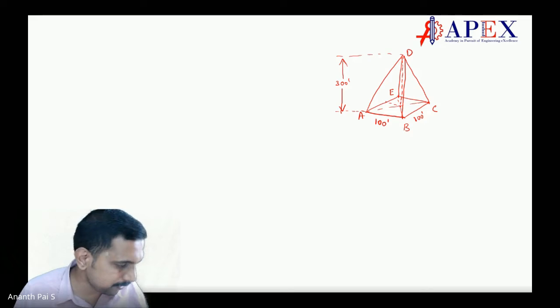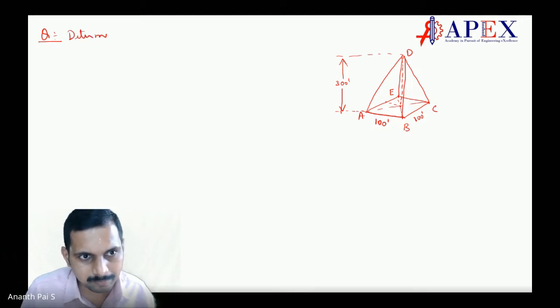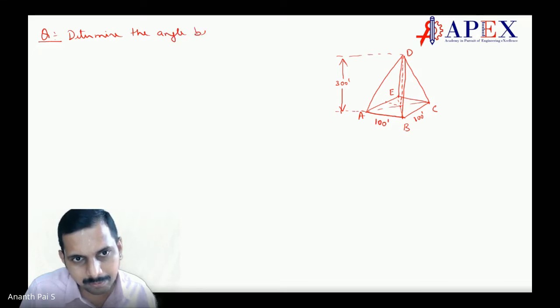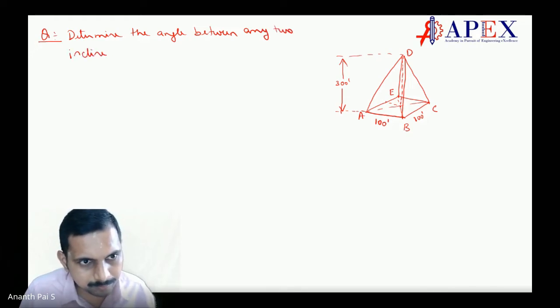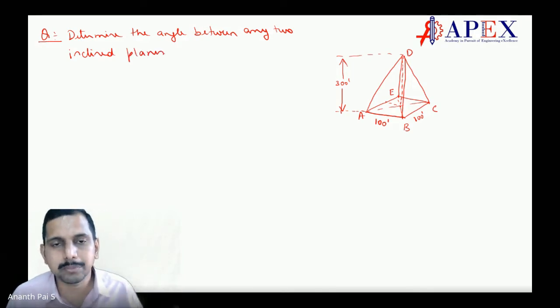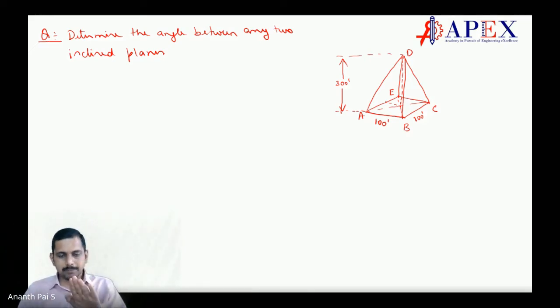Now, what you have to find out, the question is: determine the angle between any two inclined planes. When you say inclined planes, any two inclined planes. There's an inclined plane here, there's an inclined plane here. Correct? In a pyramid. So what you have to do is find the angle between those two.